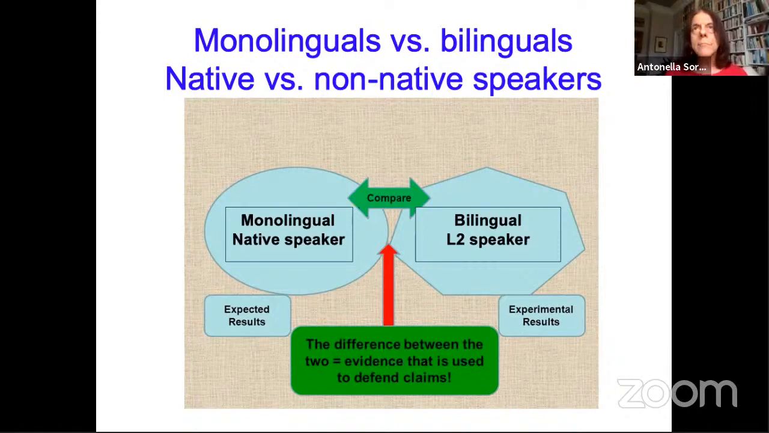And in many of our experimental studies, particularly with certain kinds of statistical analysis, we have to assume that we're comparing two homogeneous groups. So a homogeneous group of monolingual speakers versus a homogeneous group of bilingual speakers. Similarly, a homogeneous group of native speakers versus a homogeneous group of non-native speakers. And we base our conclusions on these comparisons.